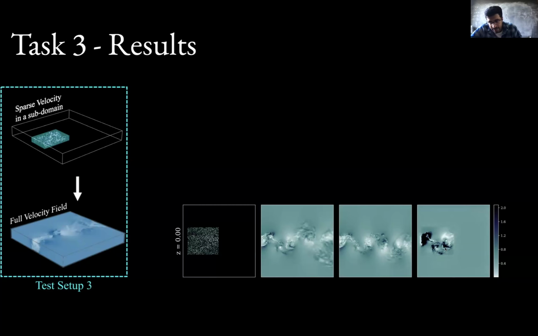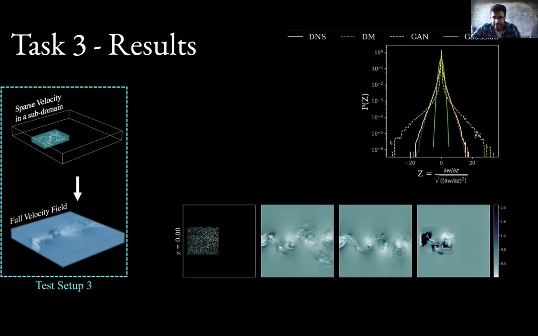And how do we quantify this? By looking at measures like intermittency again. And again, we see the neural operator, the GAN, overestimates the high gradients, and it totally fails in this setup.